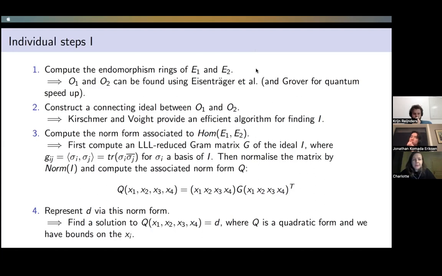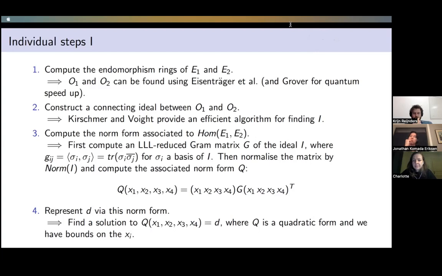This is where we go into a bit more detail. The way we do it is we compute an LLL reduced Gram matrix of the ideal, where the entries of the matrix correspond to an inner product between the basis elements of the ideal. All of these entries of G are divisible by the ideal norm, so we can normalize with this ideal norm and eventually end up with a corresponding norm form. This is what we call Q here. So Q is a four variable quadratic form, which we can compute from G.